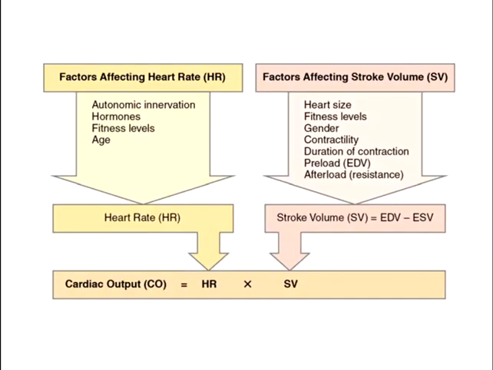So there's several factors that can affect heart rate, and there are also several factors that can affect the stroke volume. So for heart rate, we have autonomic innervation. So hopefully you remember what that refers to, but we're talking about the autonomic nervous system, the ANS. And that consists of two branches, the sympathetic and the parasympathetic.